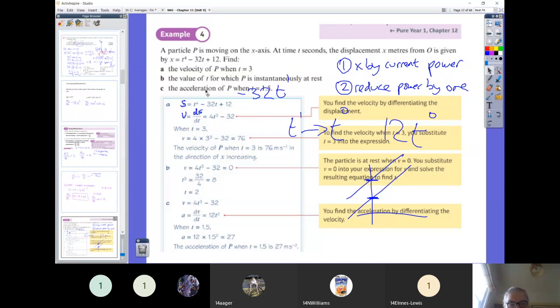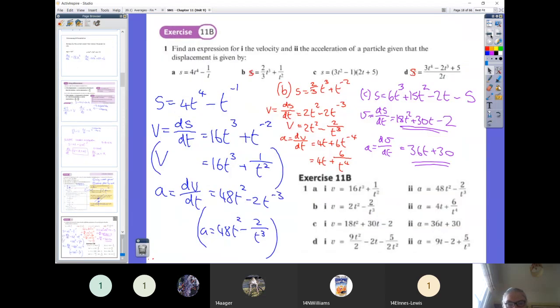For part C, when we have to answer questions on acceleration, clearly we need to differentiate the velocity equation that we worked out up here. So for acceleration, we just differentiate again: multiply by the current power, reduce the power by 1, and we get acceleration being 12t squared. Then we can answer it when t is 1.5 by subbing in 1.5. That's it. I think they've just got the one example, so then we go straight into the exercise. It's good differentiation practice.